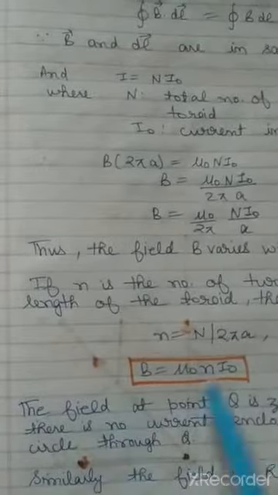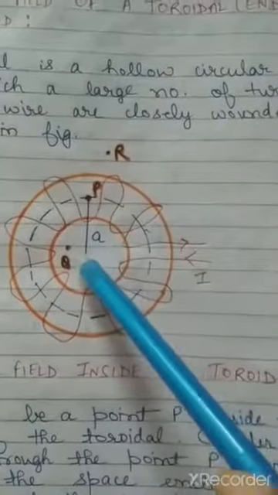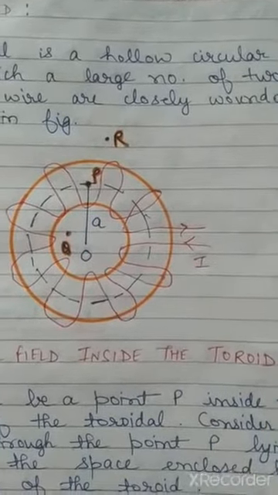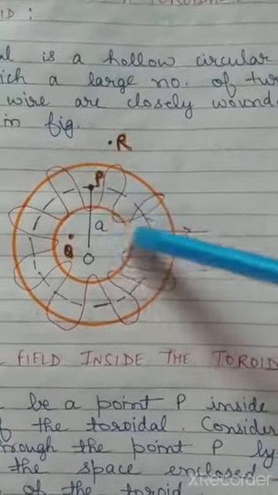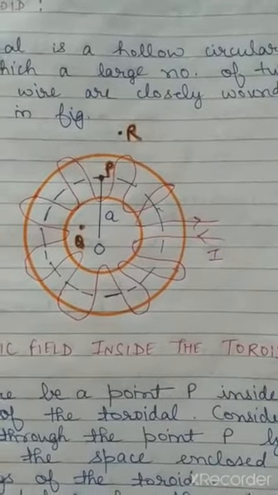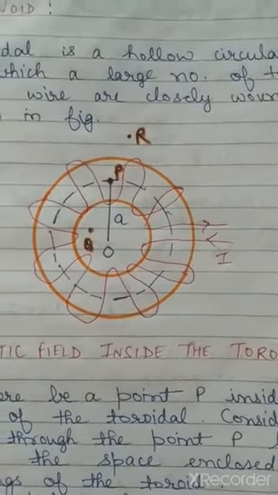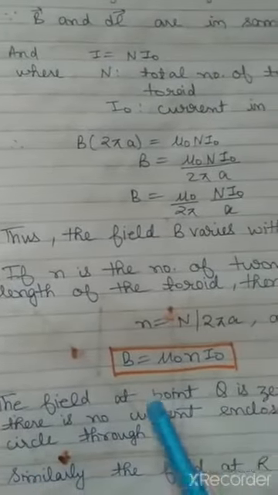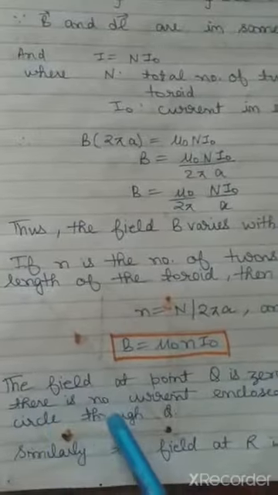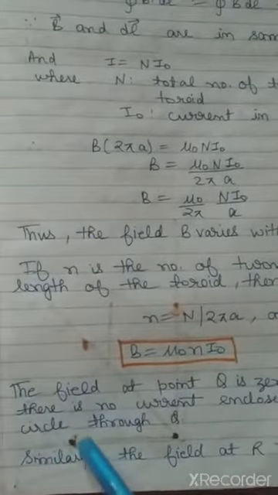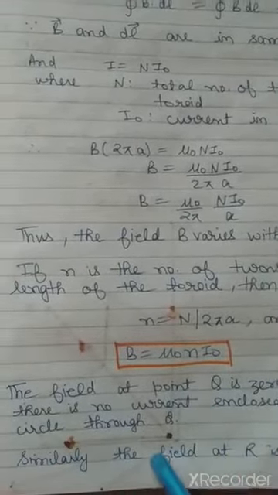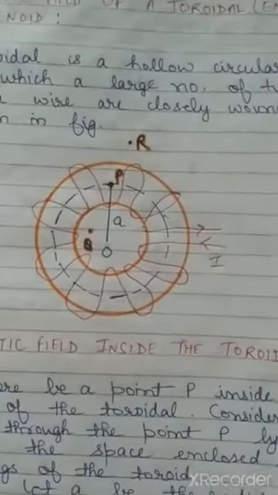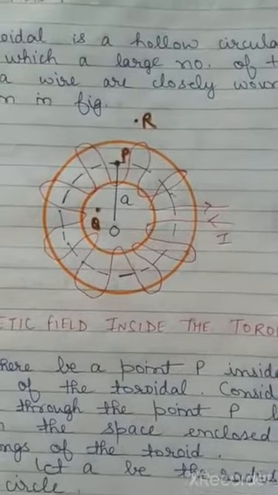Now the field at point Q: here no current is enclosed. When there is no net current threading through the area, the magnetic field will be 0. So that's what is written here: the field at point Q is 0 because there is no current enclosed by the circle through Q. Similarly at point R, the magnetic field will also be 0 because here also no current is there.